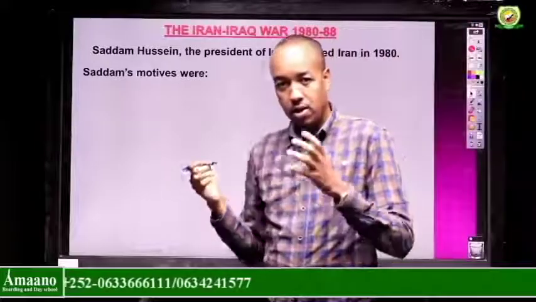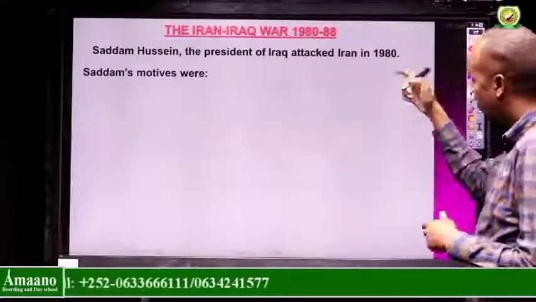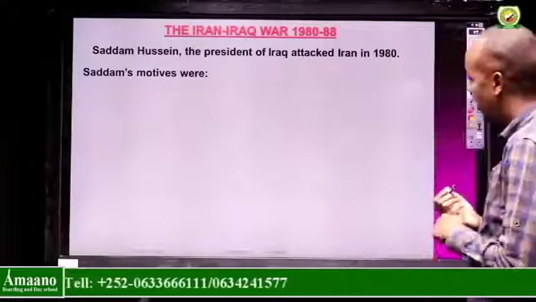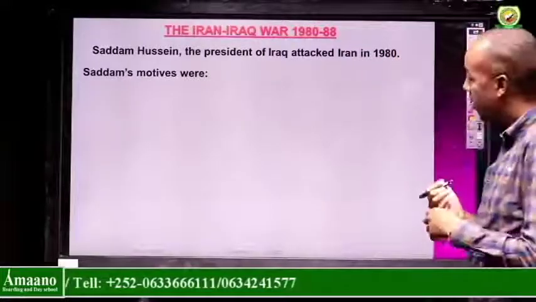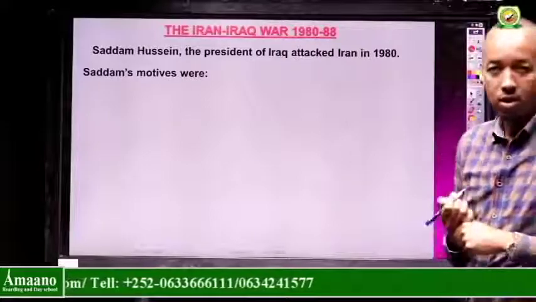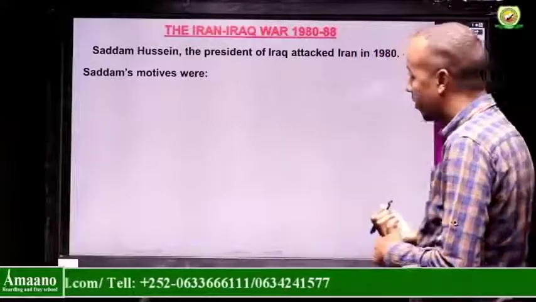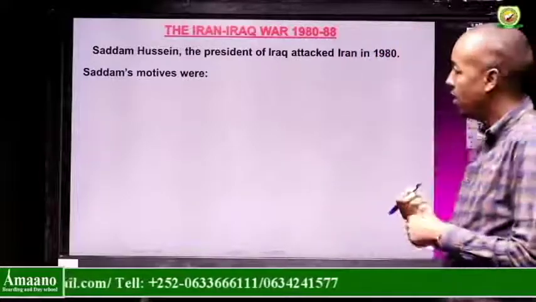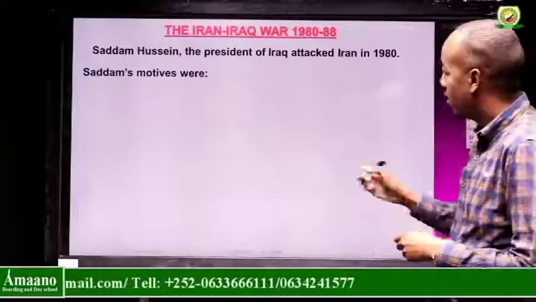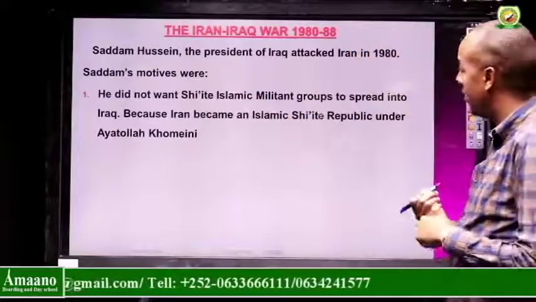We shall see. But before Saddam Hussein attacked, Iran was ruled by a kingdom. Then that kingdom was gone, and a new system came into Iran. It became an Islamic Republic under the leadership of Ayatollah Khomeini. So why did Saddam Hussein attack Iran suddenly? These are the main reasons why he attacked Iran in 1980.